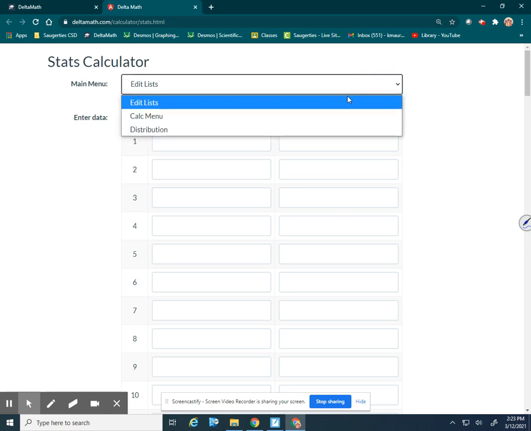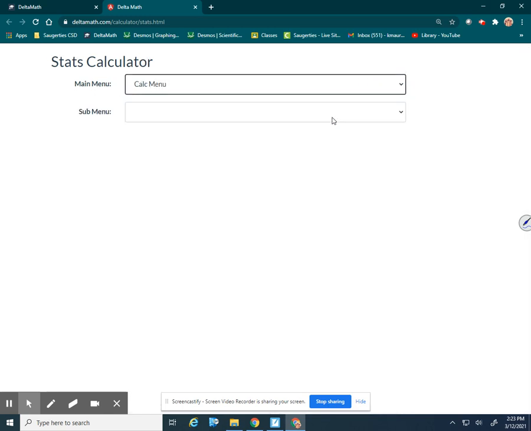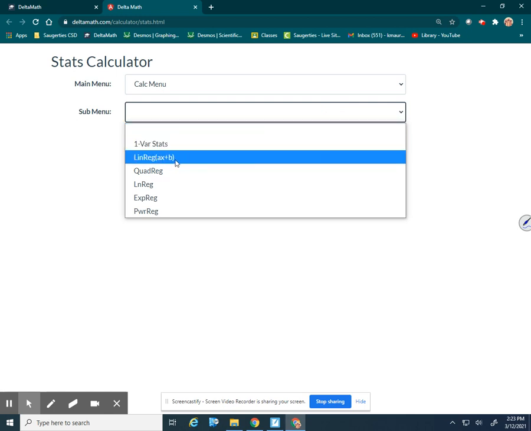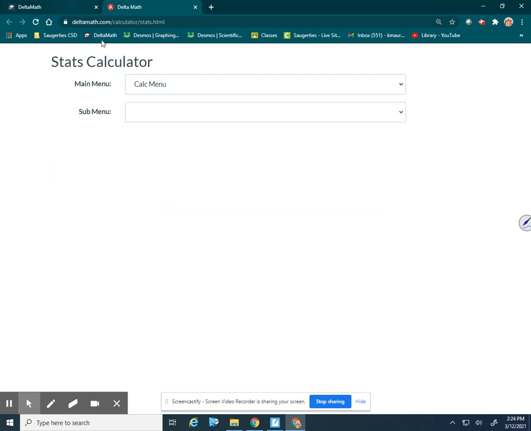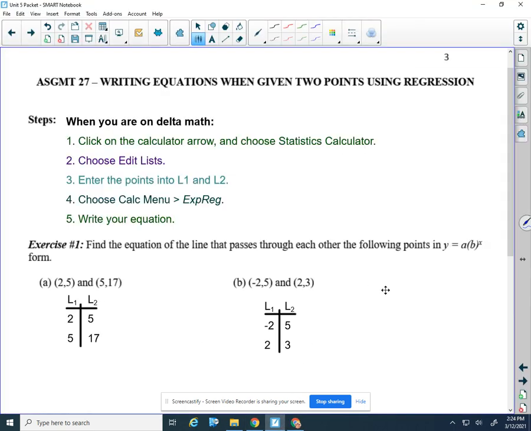The difference is when you go to calc, what we did in the last packet was we chose lin for line. We're going to go down here. EXP stands for exponential. So let me go back here. Remember, pause the video, copy these steps down because when you come into class, I'm going to say, where's your steps?